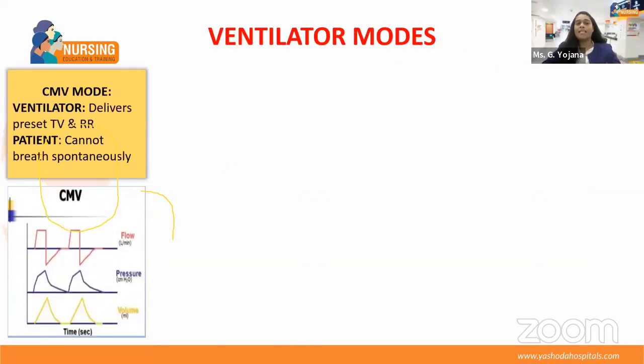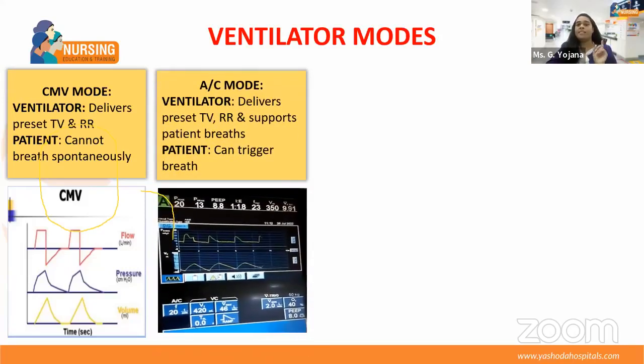The first one is the CMV mode. Nowadays we are not using this CMV mode, but what is its function? The ventilator will deliver the preset tidal volume and respiratory rate. However much tidal volume and respiratory rate was set by the operator, this mode will deliver it, and the patient is not given any opportunity to breathe. Next is the assisted control mode.